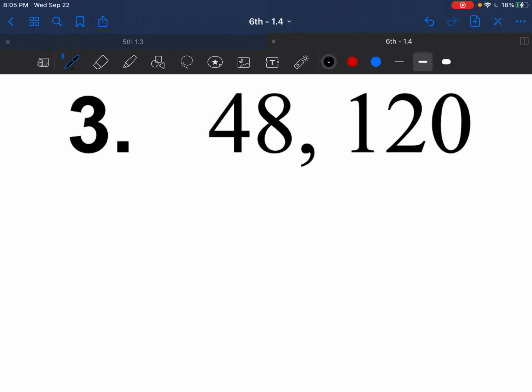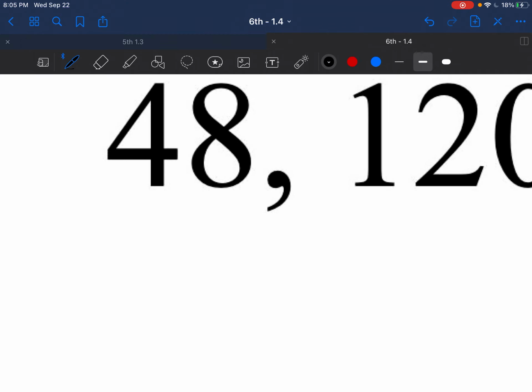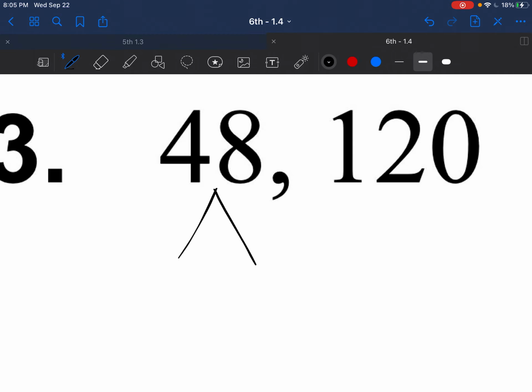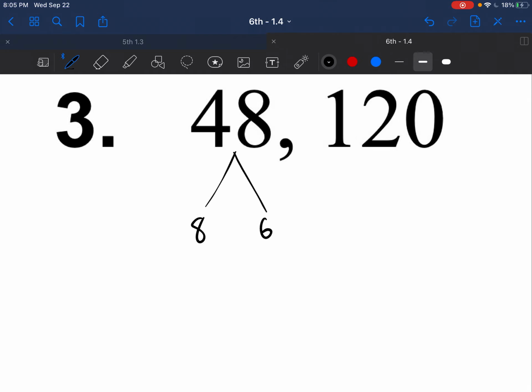This time, let's rewrite this, and this time we're going to do the factor trees. What numbers give me 48? Well, I know it's 8 and 6. What numbers give me 6? That's going to be 2 and 3. What numbers give me 8? That's going to be 4 and 2. And what numbers give me 4? That's going to be 2 and 2.